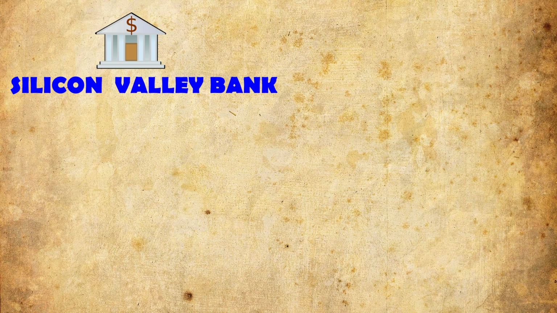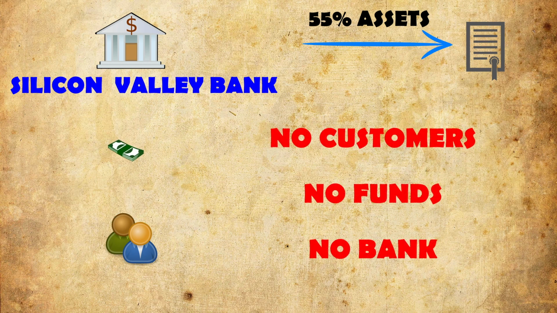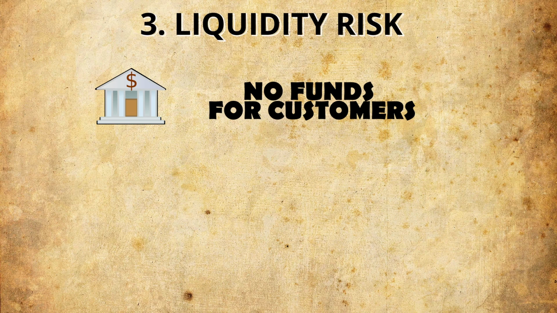When the bank invested 55% of its assets in bonds, what they did not expect was the customers withdrawing the funds. Now you all know a bank is going to be in serious trouble if customers start withdrawing funds. Obviously, no customers, no funds, no bank. This is exactly what happened with the Silicon Valley Bank. The customers started withdrawing funds out of the blue, and now the bank has to raise money to give the customers. This is what they call liquidity risk. The bank doesn't have enough liquid funds to meet the needs of the customers.